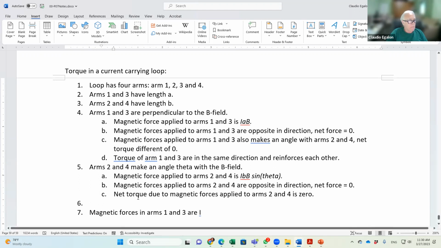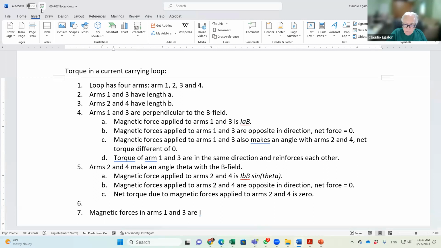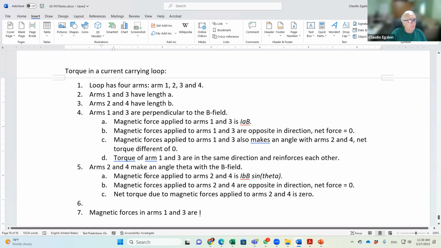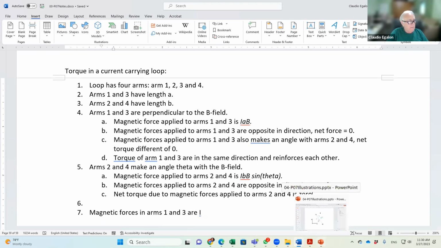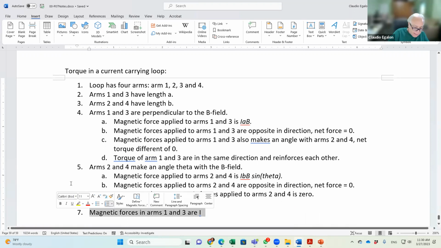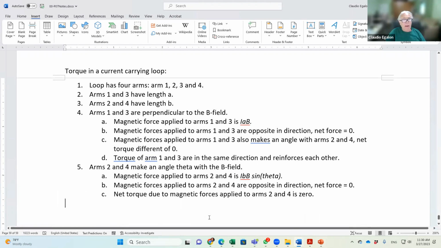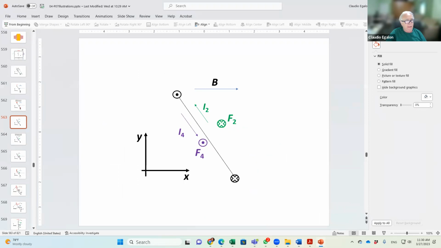So let's stop here because we are running out of time. It's 11:30 already, and next time I will review that again with you. It's a very interesting phenomenon. You can only solve this problem by looking at those drawings and making your three-dimensional model in front of you, so you can keep track of every force that acts in the loop.